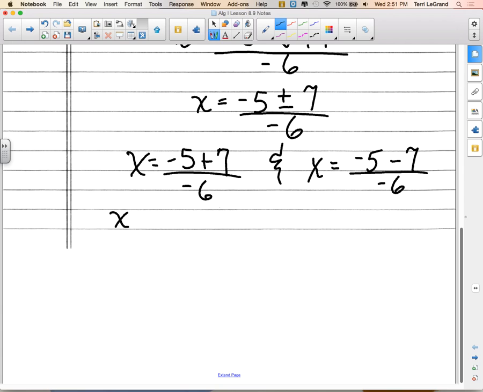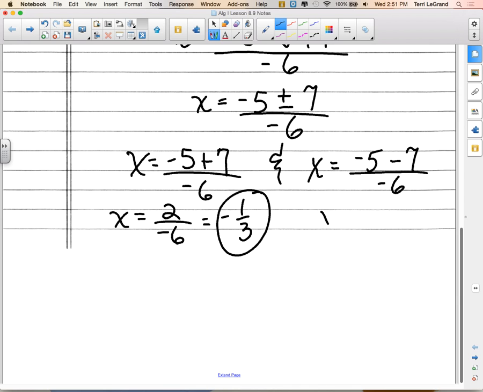So let's go to this one. Negative 5 plus 7. What? 2 over negative 6. Negative 6 going to 2 nicely. Negative 1. So we'll leave it as a fraction, negative 1/3. Okay, so there's one of our solutions. There's one of our zeros of the function.